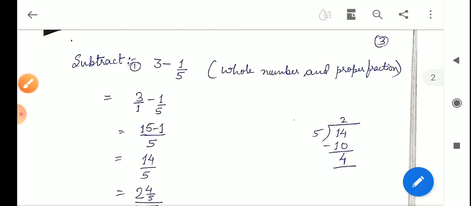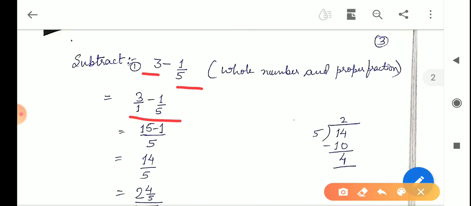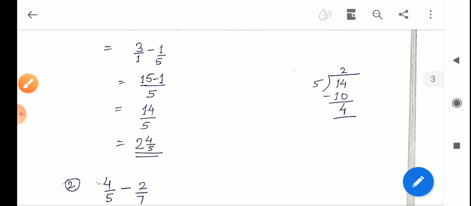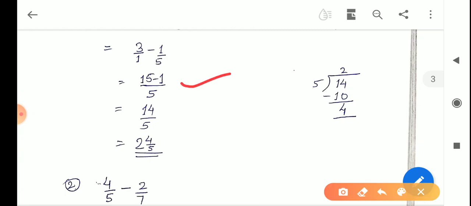Now come to the next example, that is subtraction. Here also we have considered an example in which we subtract the proper fraction from a whole part. Now what we need to do is the same manner. The only difference is that in this case we will subtract. We will find the LCM of 1 and 5. So it is 5. Now in the same way, divide 5 by 1 and then multiply it by 3. We get 15 minus 1. So the answer is 2 whole 4 by 5.